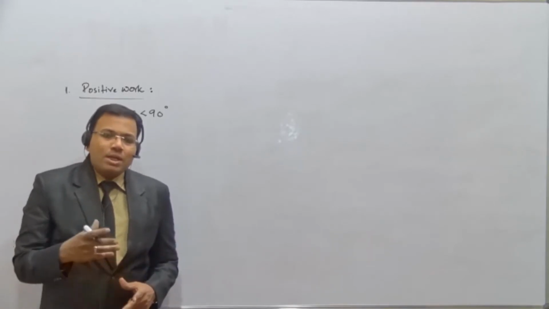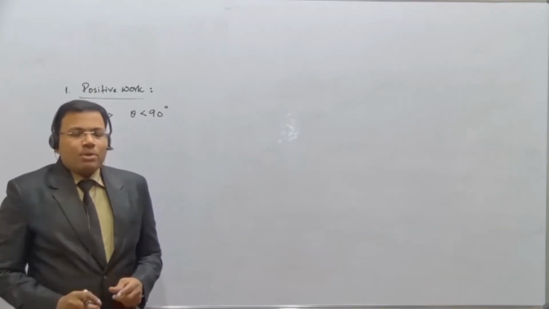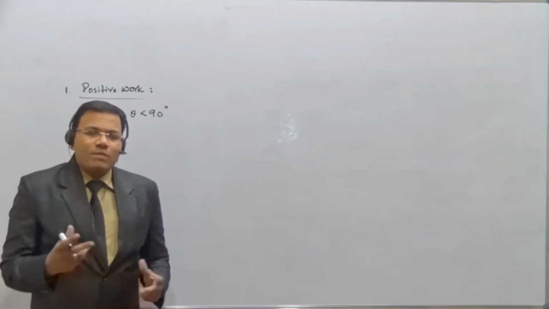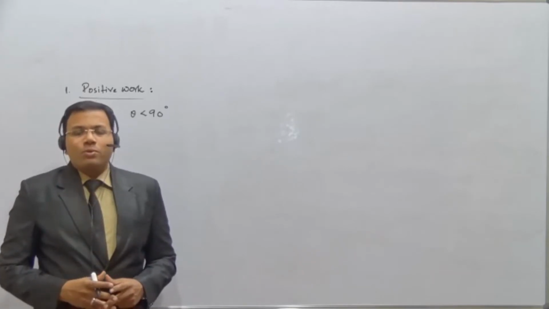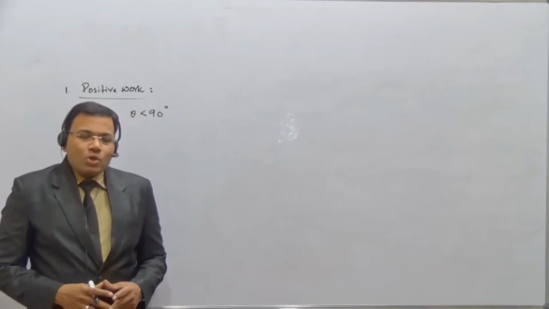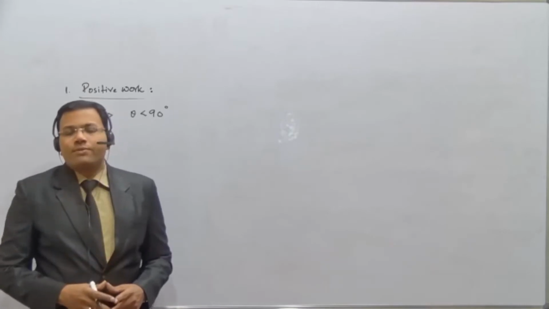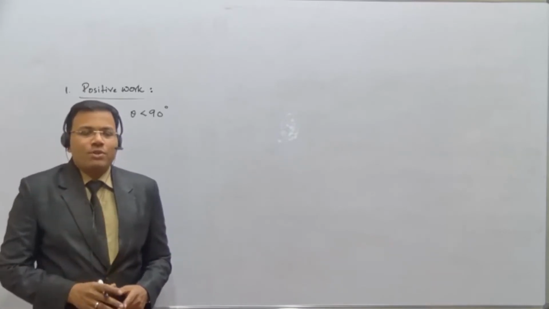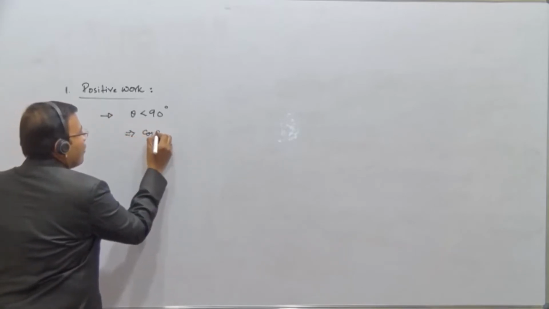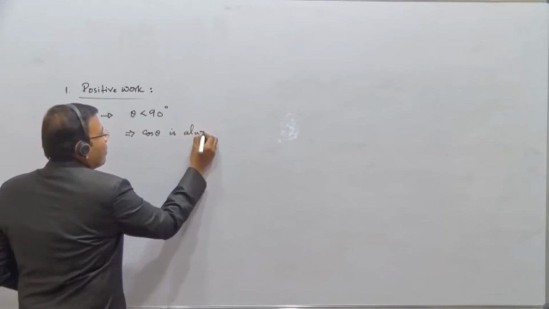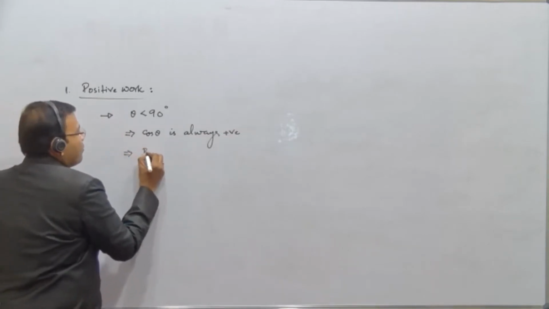Why? What is the reason? Theta less than 90 means, students, just take an example where I take theta value as 45. What is the value of cos 45? It is 1 by root 2. Cos 30 is root 3 by 2. Cos 60 is 1 by 2. So if the value of theta is less than 90, then the cos values we get are positive. Therefore work done is positive. So theta is less than 90 implies the value of cos theta is always positive and we get positive work.